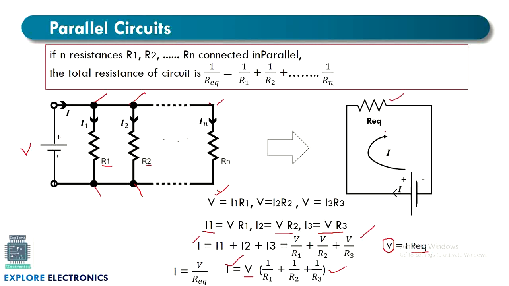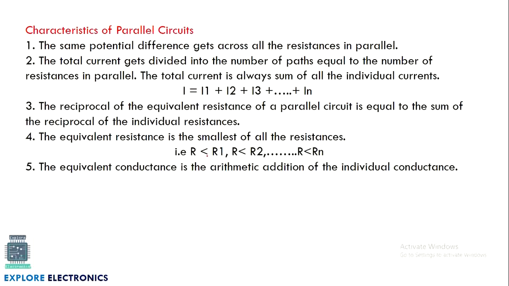So with this knowledge, let us see what are all the characteristics of the parallel circuit. The potential difference V is the same across all the resistances connected in parallel. And the total current gets divided. Current will be divided into the number of paths.